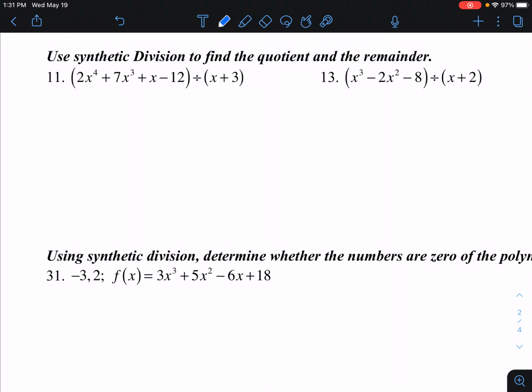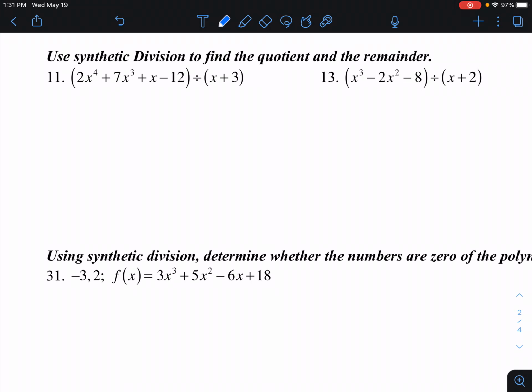Now, synthetic division, the word synthetic means almost like fake in a way, not the purest way, or kind of like artificially made. The thing about synthetic division is it doesn't work all the time. We can only use synthetic division when we're dividing by numbers like x plus 3 or x minus 2.